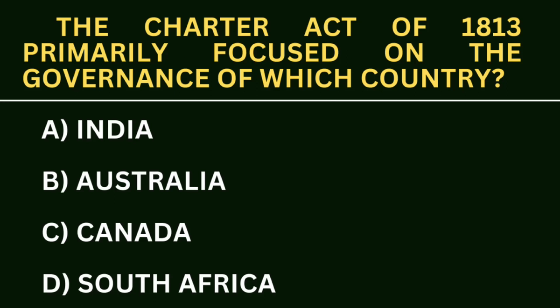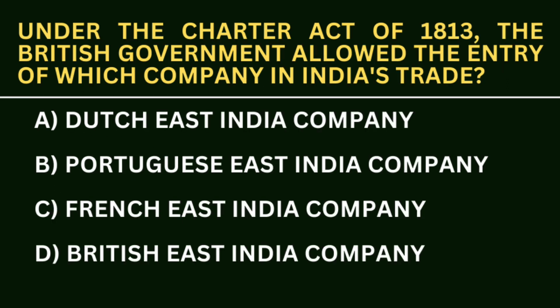The Charter Act of 1813 primarily focused on the governance of which country? Option A is correct, India. Under the Charter Act of 1813, the British government allowed the entry of which company in India's trade? Option D is correct, British East India Company.